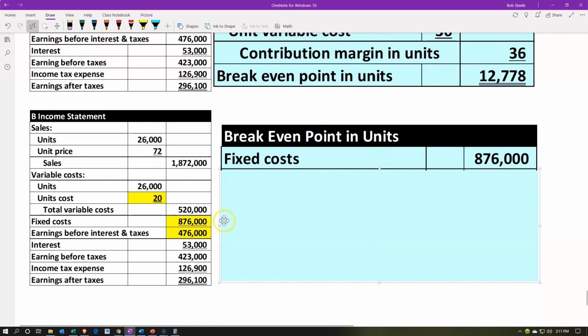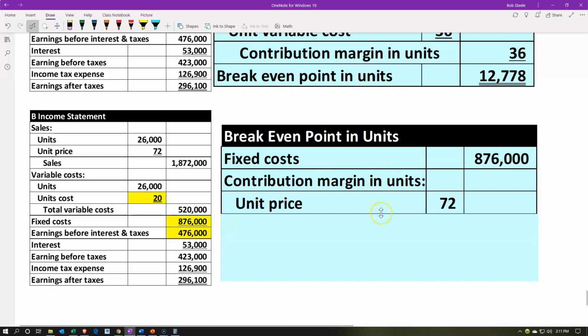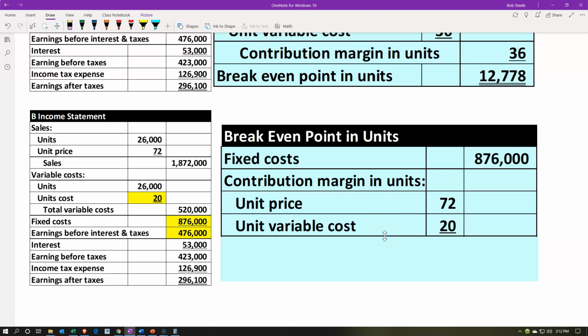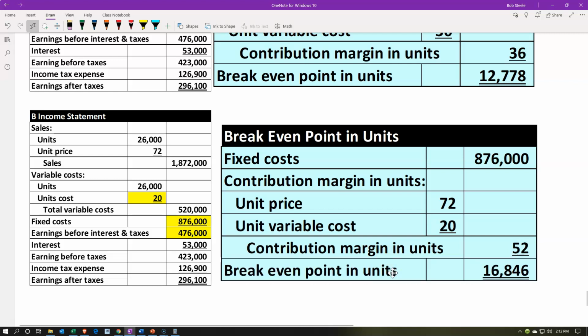If we did the second scenario, we would say the fixed costs are now up to 876,000, and we have the contribution margin in units, our 72 sales price, and the unit variable cost is now only 20. So now we have the contribution margin at 52. 876,000 divided by that 52 means we would need more units, 16,846, in order to break even. So you can see how this break-even analysis ties into some of our leverage calculations.